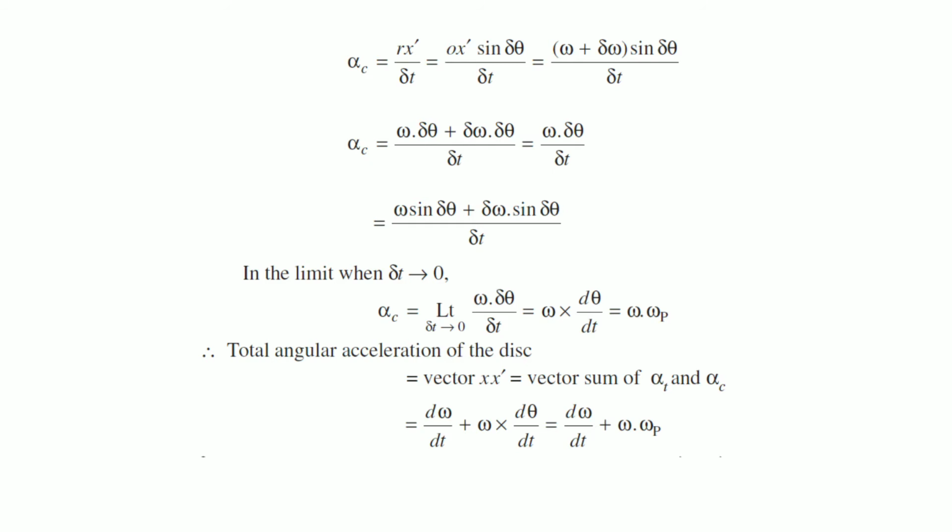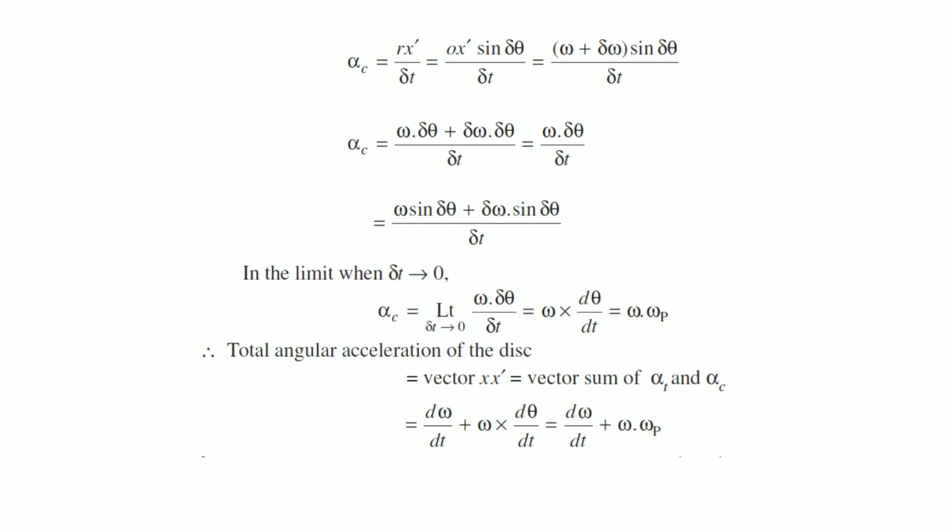Here delta theta is an angular rotation of the axis of spin. So we can say that d theta by dt is nothing but the angular velocity of the axis of spin. So we represent it as omega p. So omega p is the angular velocity of precession or of the axis of spin.